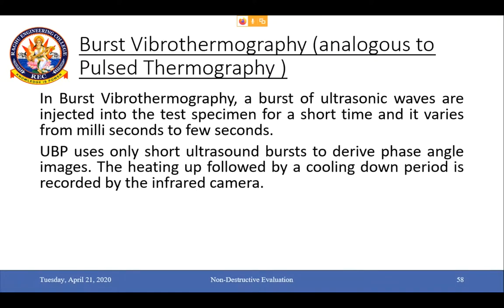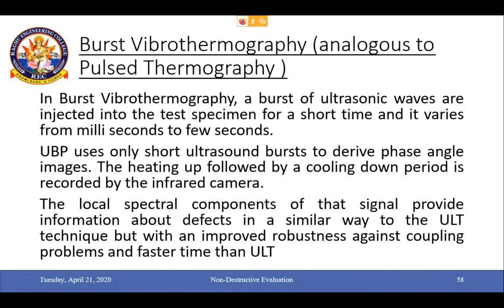Ultrasonic burst phase thermography, UBP, uses only short ultrasound bursts to derive phase angle images. The heating up followed by a cooling down period is recorded by the infrared camera. The local spectral components of that signal provide information about defects in a similar way to the ULT technique, ultrasonic lock-in thermography, but with improved robustness against coupling problems and faster time than ULT.